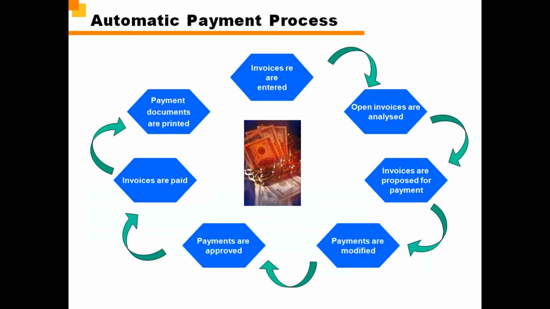So here it is showing there is a process we need to follow again and again. First it will start with the invoice. We will enter the invoice in the system. Then these invoices will be maintained as open items, and these will be analyzed. Based on that, the payment will be proposed and executed. If any need arises, we can modify the payment. Then payments are approved, and these are paid, and finally the document will be printed.